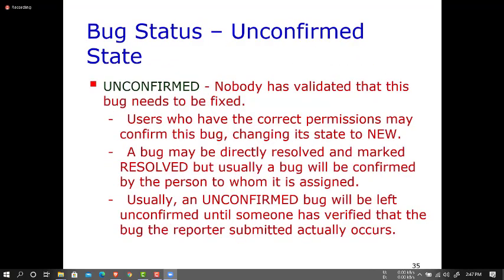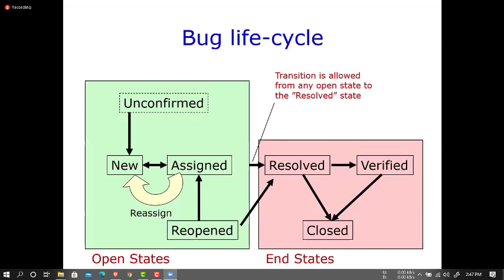So that's the happy path, right? Happy path: unconfirmed state to new state, then new state to assigned state, to resolved state, verified state, then case closed. That's the happy path. Then alternative paths are possible.